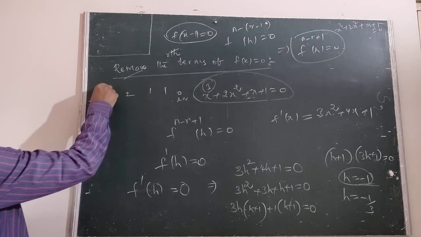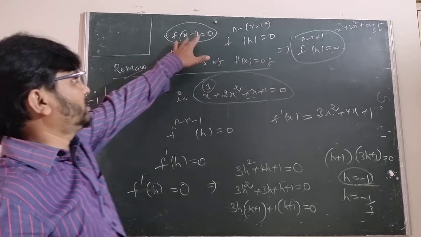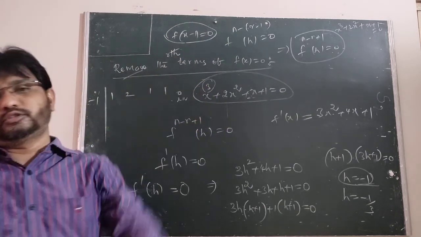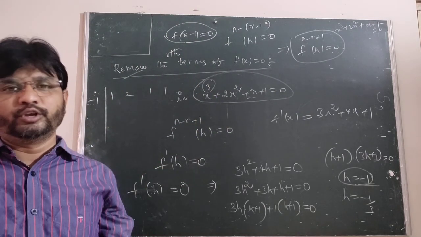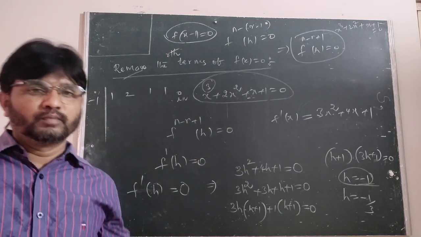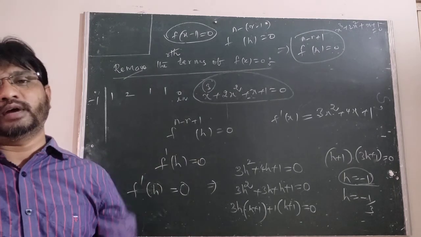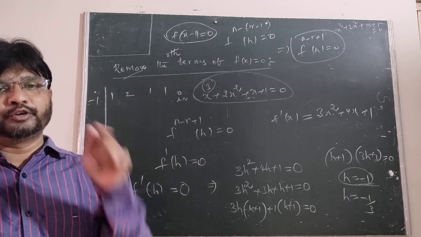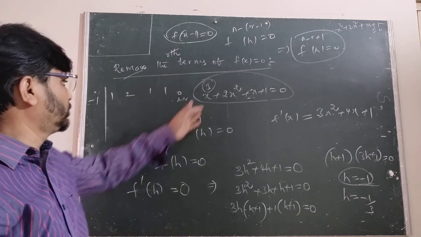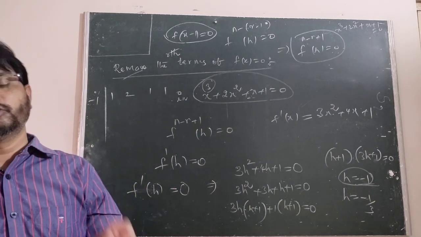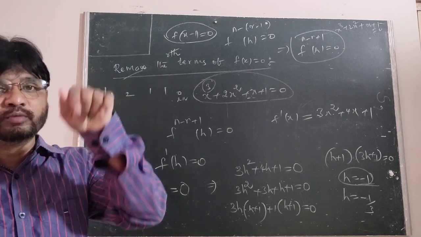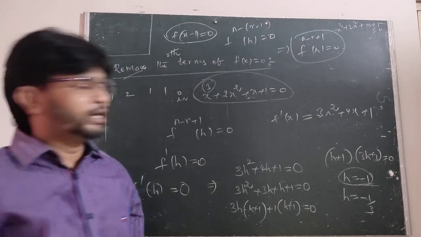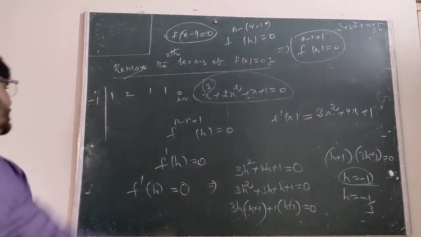Therefore another method, other than the substitution method, is Taylor's theorem. We know that f of h plus x by 1 factorial into f dash of h, plus x square by 2 factorial into f double dash of h. Here x cube term is there. Therefore x cube by 3 factorial into f triple dash of h. Here now we are taking h equal to minus 1.